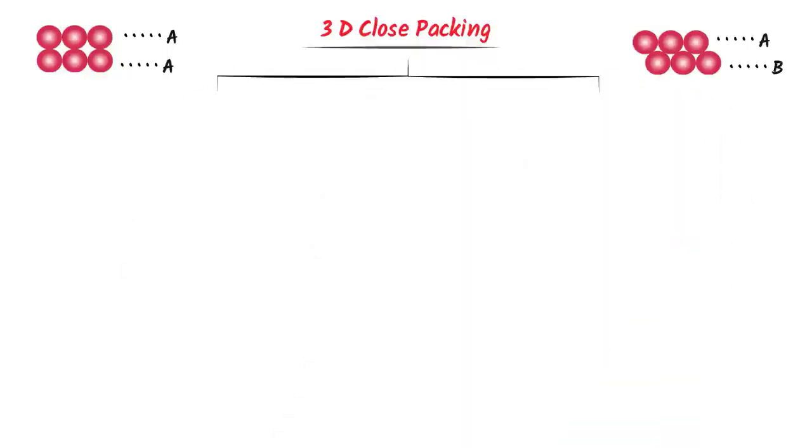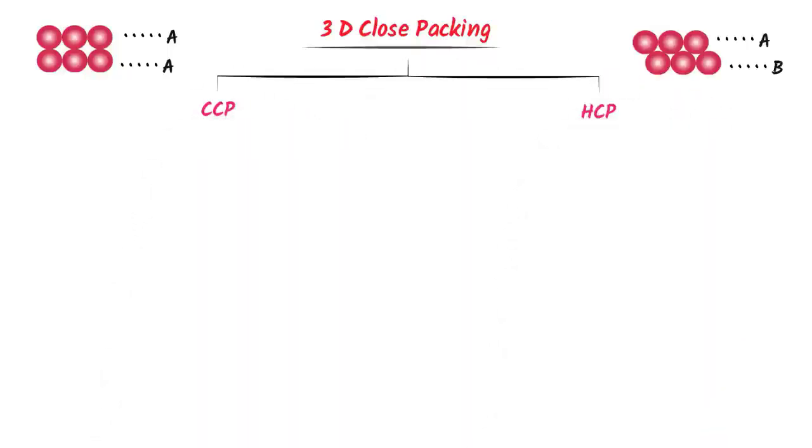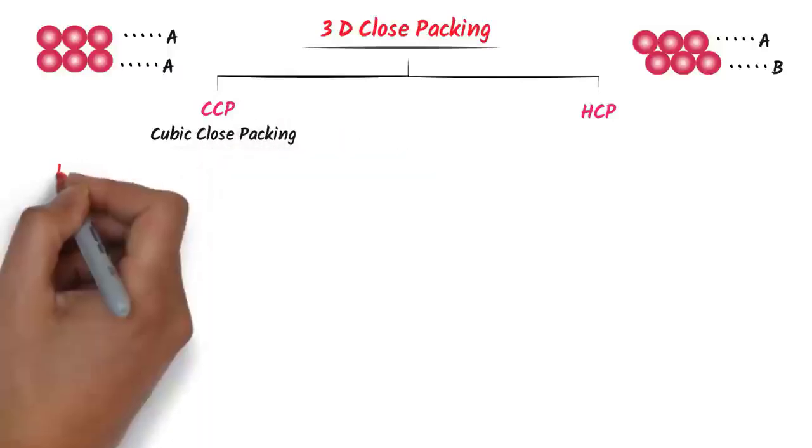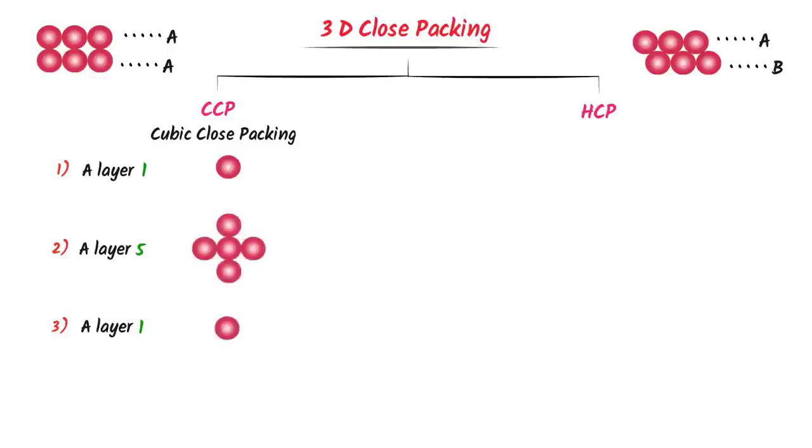Now there are 2 types of 3D close packing, CCP and HCP. This CCP stands for cubic close packing. We know that in 3-dimensional close packing, we need 3 layers. So I select 3 layers, A layer, A layer and A layer. I write 151. This 1 means I take 1 sphere in first layer. This 5 means I take 5 spheres in second layer. And this 1 means I take 1 sphere in third layer.